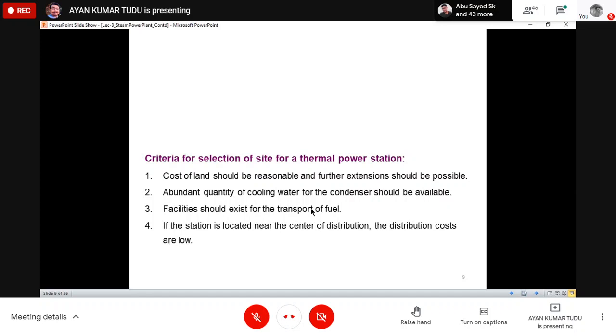Okay, so the fourth point, it can be said that if the station is located near the center of distribution, the distribution costs are low. Again, there is a catch here. What is the catch? That catch is the fifth point. As you can see, what is the problem? That stations should always be away from populated areas.